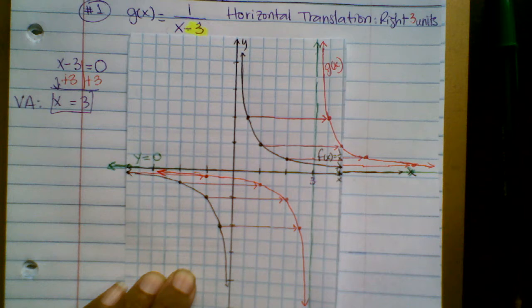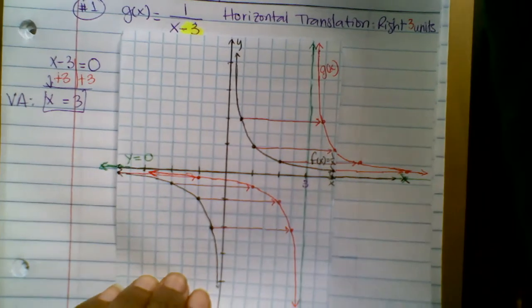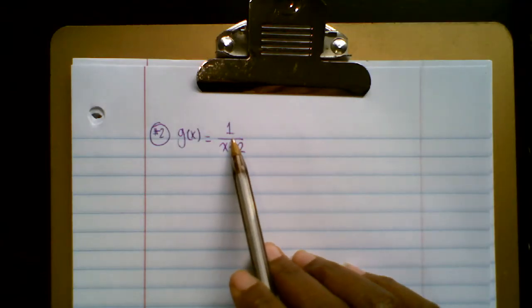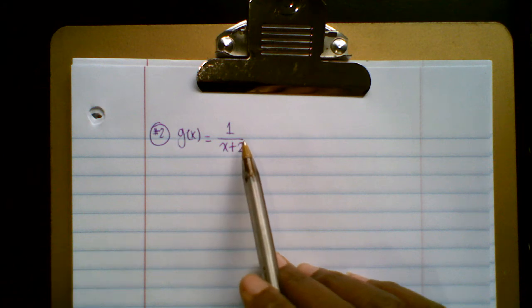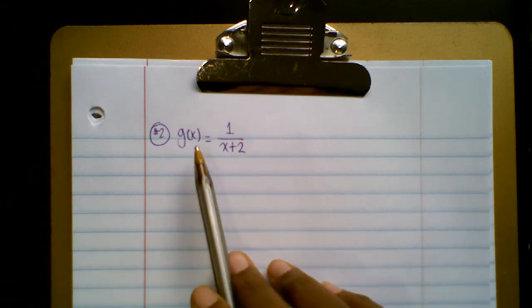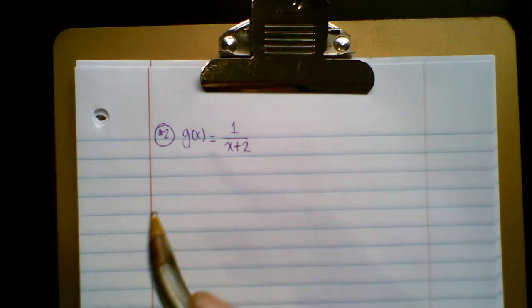It was a pleasure being here. I hope you learned. I would like to give you another one to practice on your own. Pause the video, describe the transformation and graph the function g of x by using the parent function. I'm going to give you the ordered pairs I would like you to use.